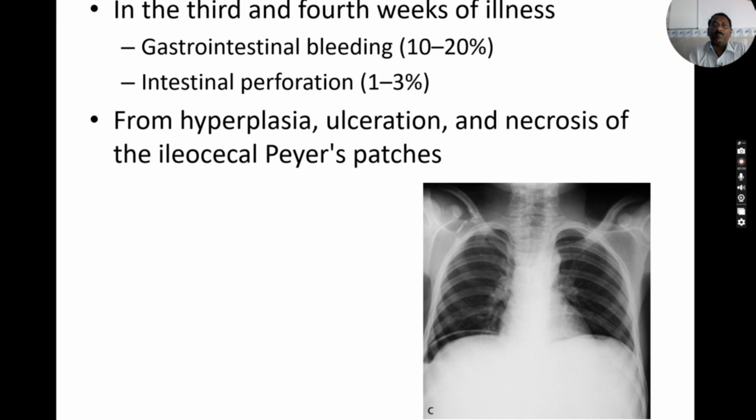So gastrointestinal bleeding and the perforation, 10 to 20% or 1 to 3%, from hyperplasia, ulceration, necrosis of ileocecal Peyer's patches. See here, Janardhan, chest X-ray.